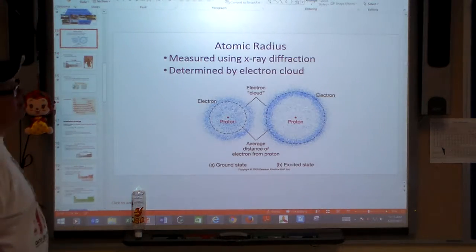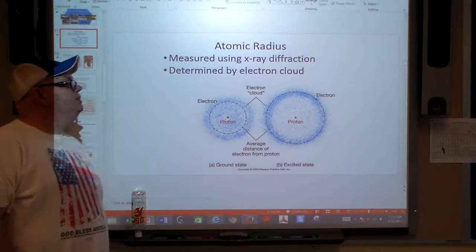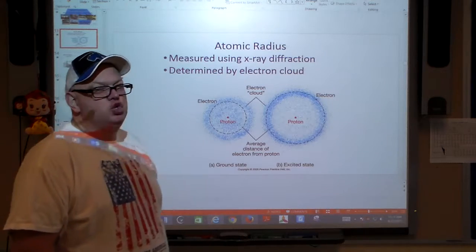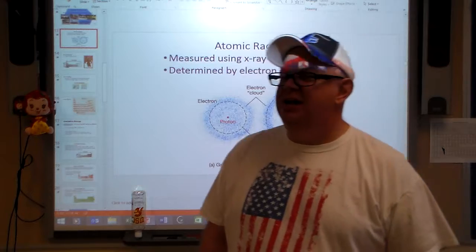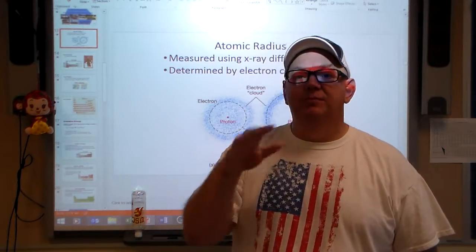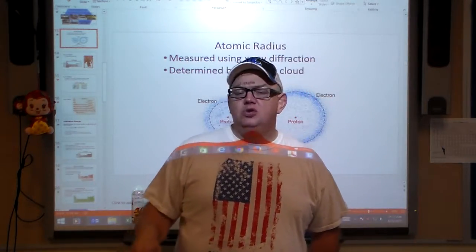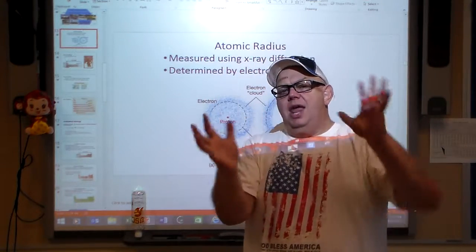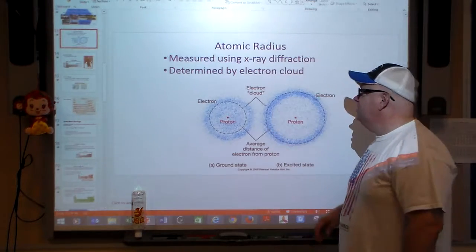We have to look at atomic radius, the size of the atom itself. We measure it using something called X-ray diffraction, and it is determined by the electron cloud. Wait, electron cloud, what are you talking about? Remember back in chapter 4 we talked about Heisenberg's uncertainty principle, where we don't know where the electron's going to be or how much energy it's got, but we know that there's going to be a region, an area, a volume where the electron would hang out, and this would be it.